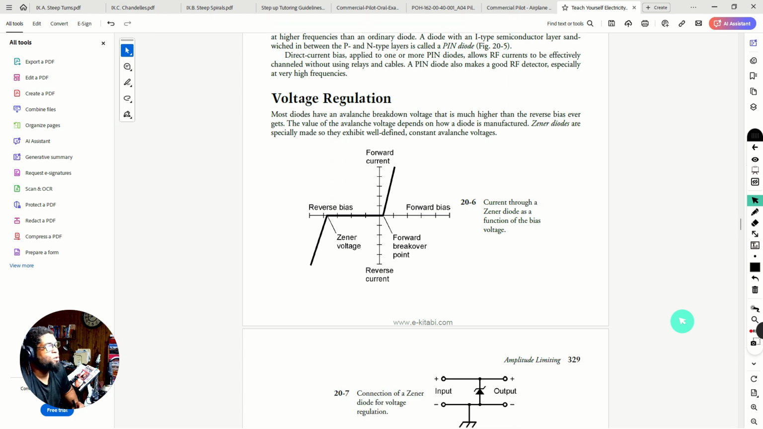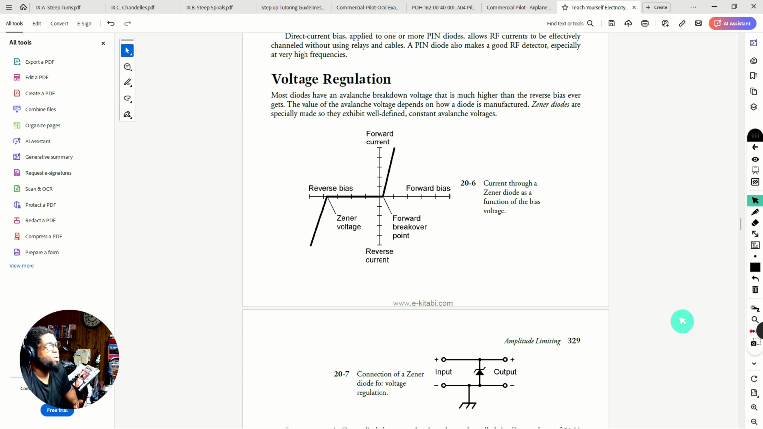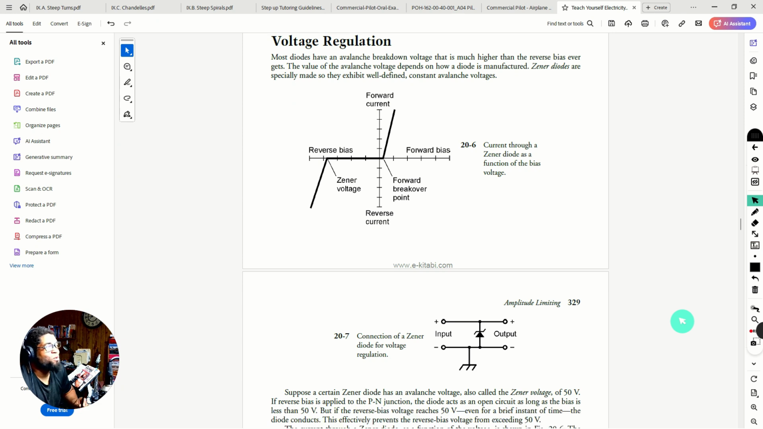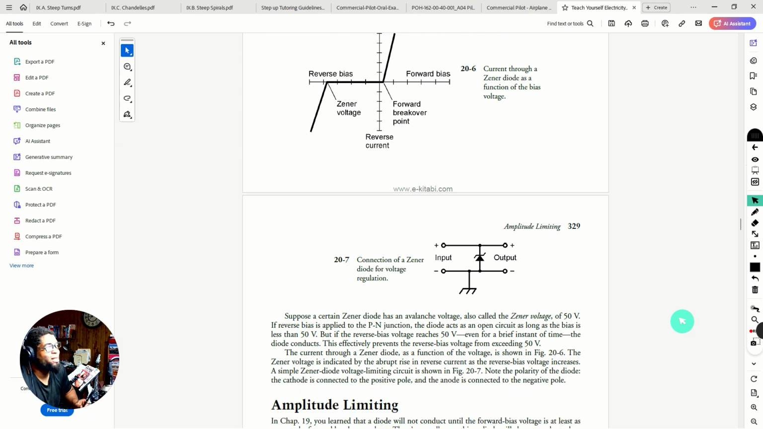Then we have voltage regulation, which we talked about earlier, but we can talk a little bit about this here as well. Most diodes have an avalanche breakdown voltage that is much higher than the reverse voltage ever gets. The value of the avalanche voltage depends on how the diode is manufactured. Zener diodes are specifically made so they exhibit well-defined, consistent avalanche voltages. Again, the purpose of the Zener diode is to have that breakdown.